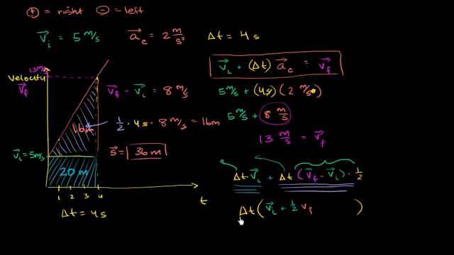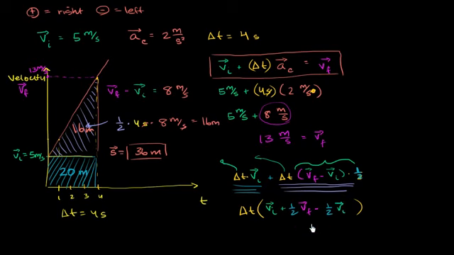Let me actually do it in the right color so that you understand what I'm doing. So this is the 1/2. So plus 1/2 times our final velocity, minus 1/2 times our initial velocity. Sorry, I'm having trouble changing colors today. Minus 1/2 times our initial velocity.